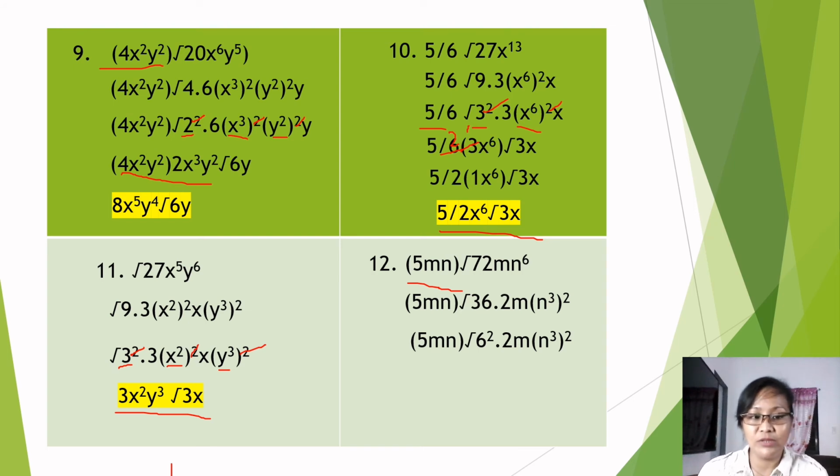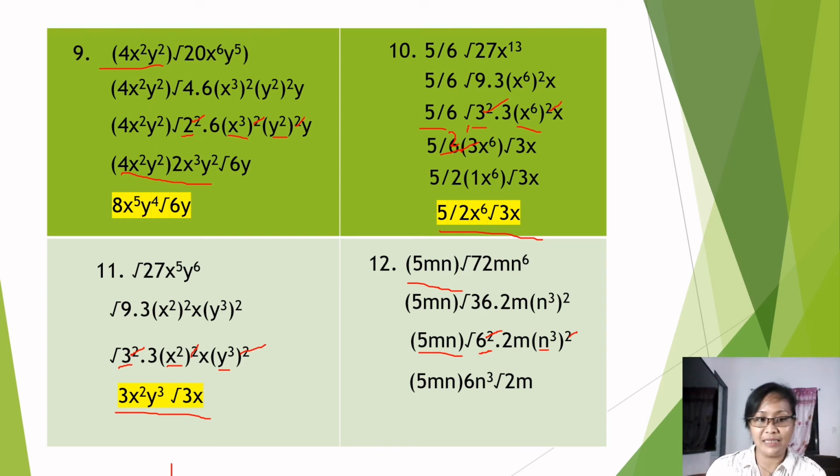Then, extract the root, cancel, cancel. So we have now 5mn times the perfect root, 6, and n cubed. And the remainder, or not perfect root, we have 2m. So we have now 5mn times 6n cubed square root of 2m.